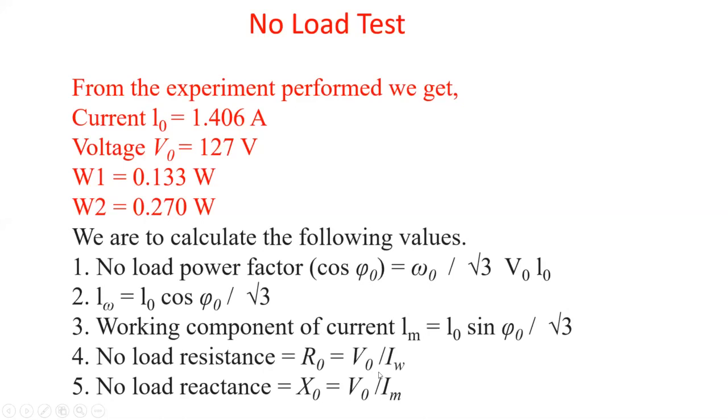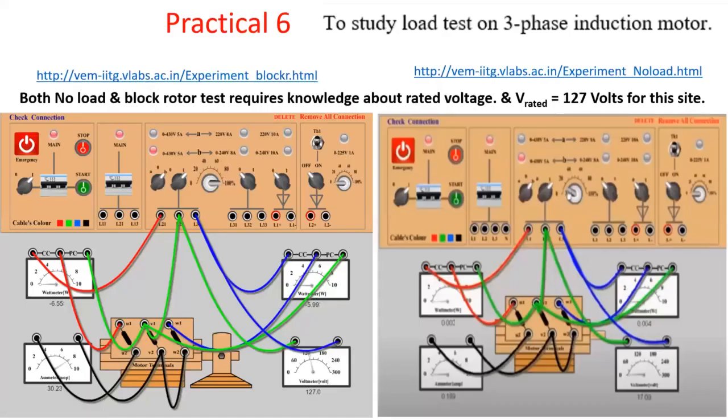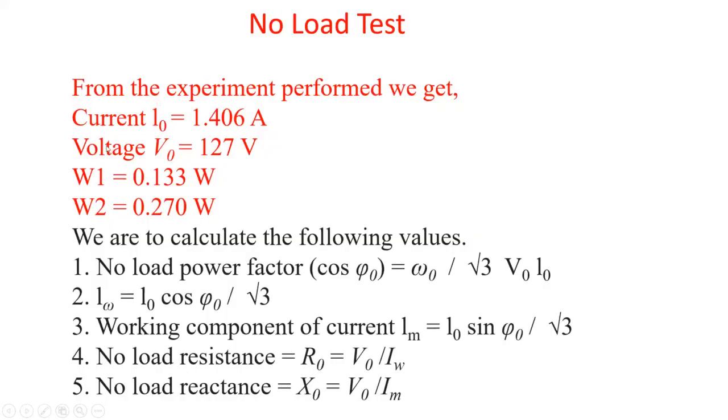Okay. So from the experiment, I have taken those readings of current I0 and voltage V0 for the extreme condition of rated voltage. The rated voltage is 127 volt. For this rated voltage of 127 volt, the current value which I got on the ammeter was 1.406 ampere. Wattmeter 1 reading was 0.133 watt, and wattmeter 2 reading was 0.270 watt. With these four readings, I am calculating these parameters.